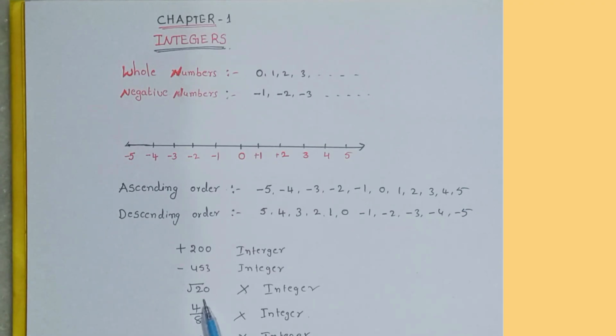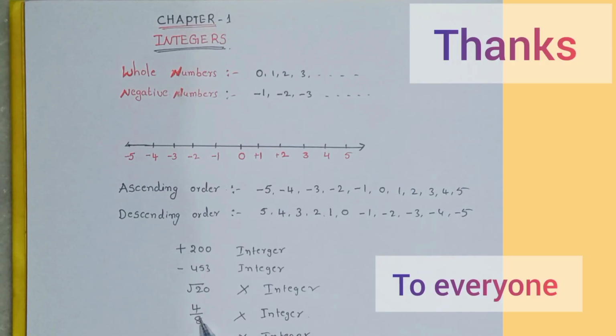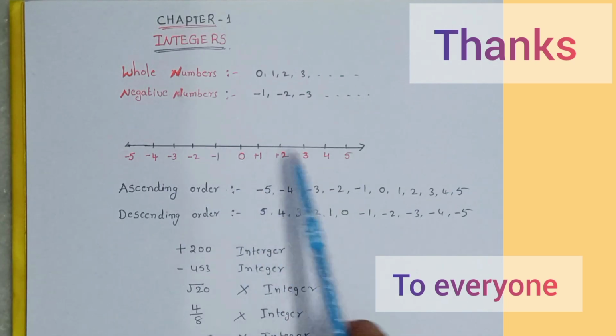And square root of 20 is not an integer. So square root numbers are not integers. And 4 by 8, is this an integer or not? Not an integer, because fraction numbers are not integers. Integers mean only negative numbers and whole numbers, but this is a fraction number. And 2.35 is also not an integer. So root numbers, fraction numbers and decimals are not integers. Integers mean only negative numbers and whole numbers.